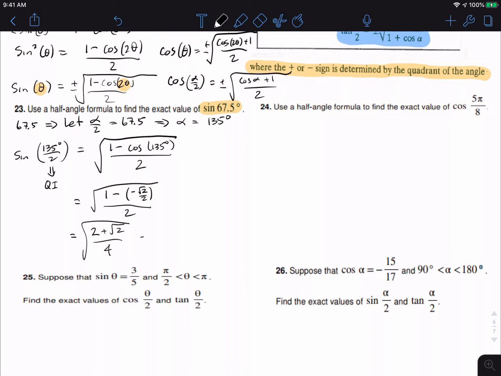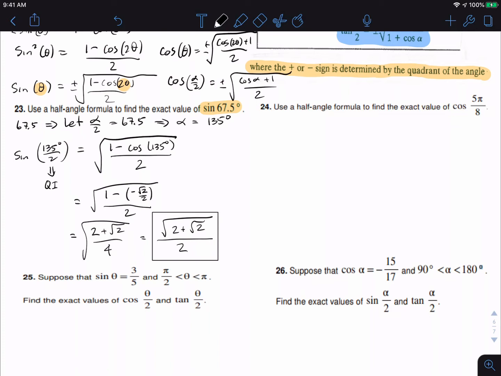And we can clean this up a little bit, and this is what it'll look like. Your final answer should look something like this. 2 plus square root of 2 all over 2, because the square root of 4 is 2. And so this is our final answer. Okay? Again, the trick is we're going to let our alpha over 2 equal the desired angle that they want. All right, that was in degrees. Now let's try it in radian.